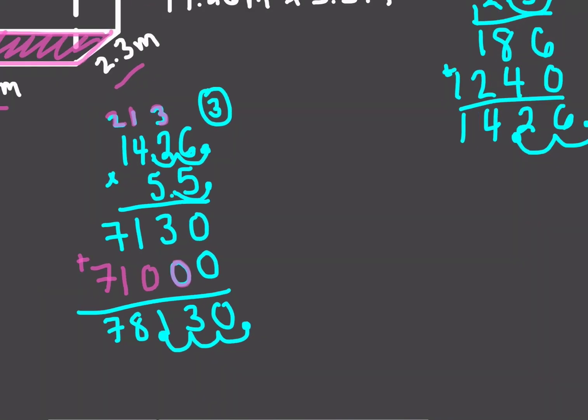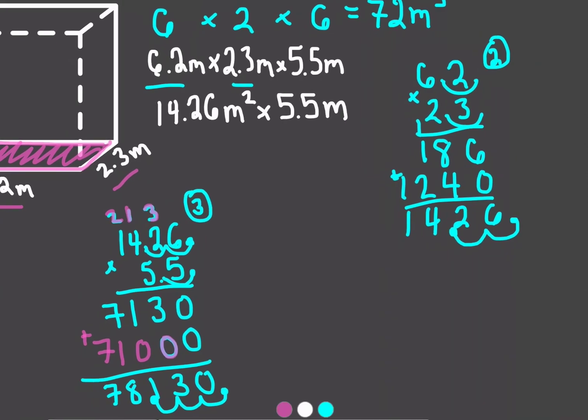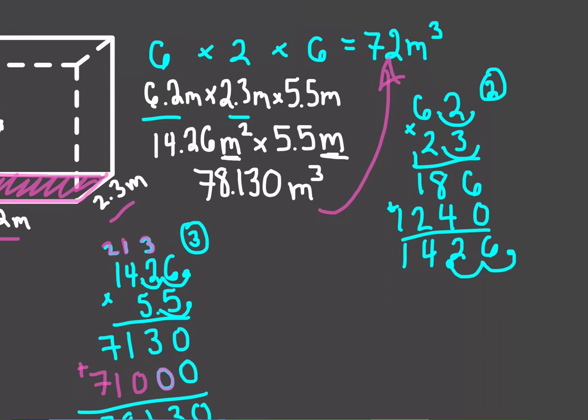So I'm going to get my final answer. If I was to work it out, I would get my final answer of 78.130, and if I have 2 meters times 1 meter, that's meters cubed, which, if I look, that's pretty close to 72 meters cubed. It's not exactly, but it's only 6 off. And think about how much multiplying we had to do, so 6 is pretty darn close.